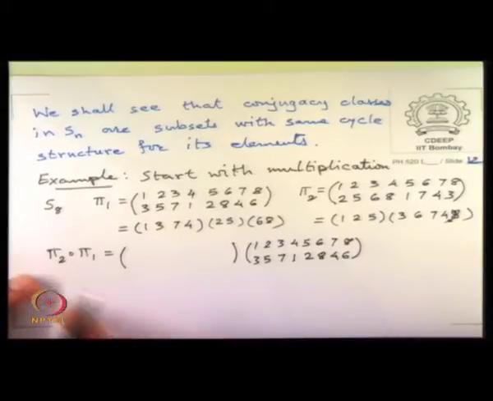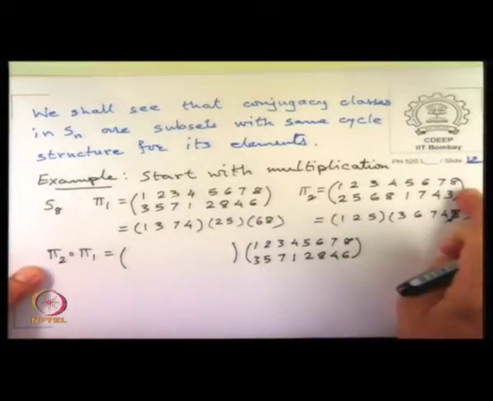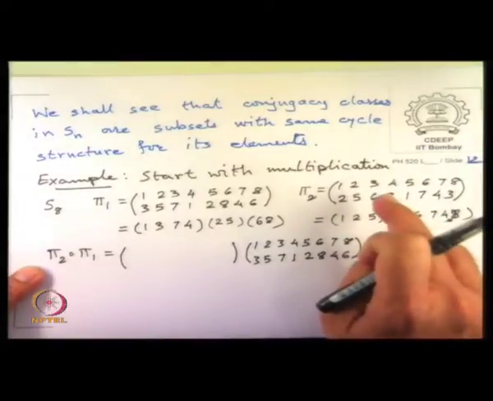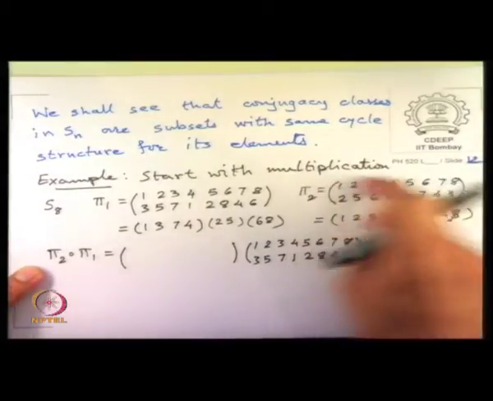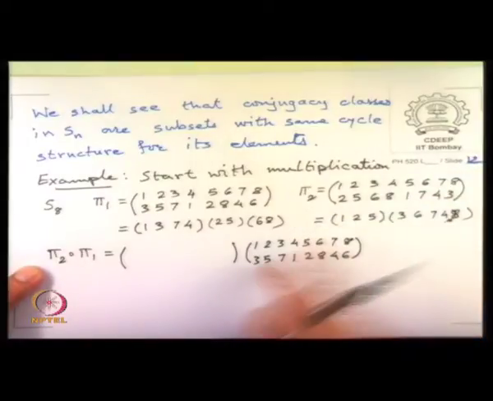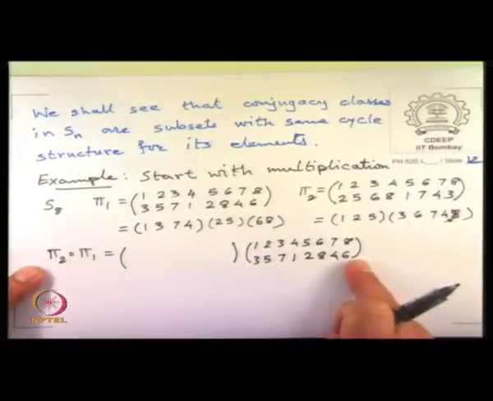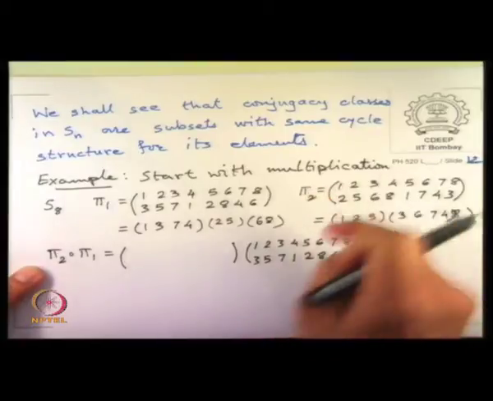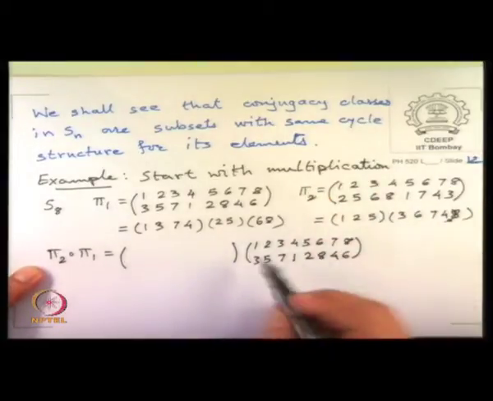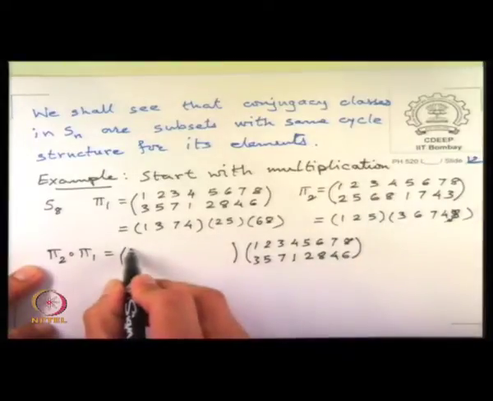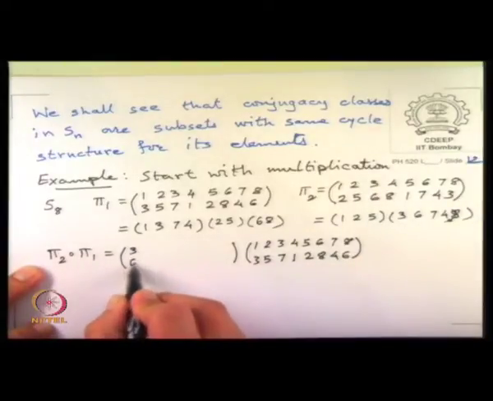Now, pi 2 is here. What I do is I write out pi 2 in such a way that the top row is exactly in the same order as this row, and transposing the corresponding bottom element with it. So, I need 3 first, 3 has 6 below it, then I need 2, 2 has 5 below it.